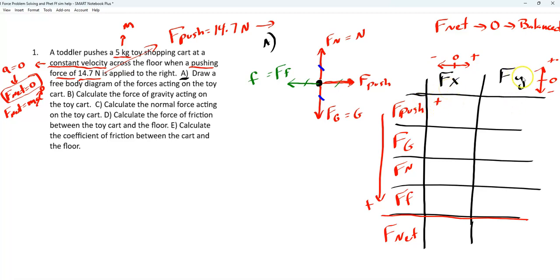Now the second part is the Y direction. So does this arrow for the push go up or down at all? The answer is no, it doesn't. So when it doesn't go up or down, that would be a 0 because we're just at the 0 mark.